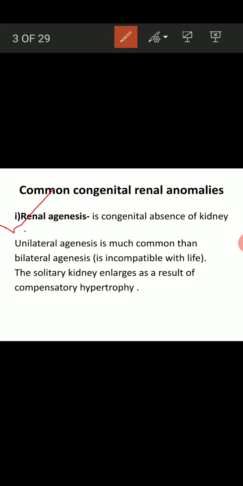Unilateral agenesis is much more common than bilateral agenesis because bilateral agenesis is incompatible with life. When the kidney is solitary, that is single, it enlarges as a result of compensatory hypertrophy. Some patients develop progressive glomerular sclerosis as a result of adaptive changes, leading eventually to chronic renal disease.